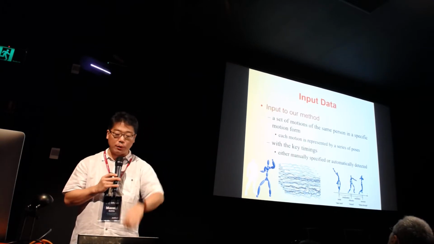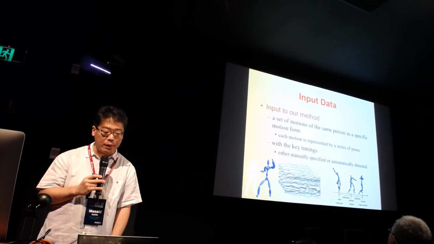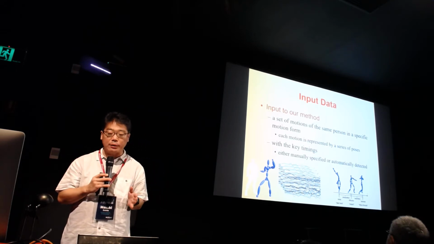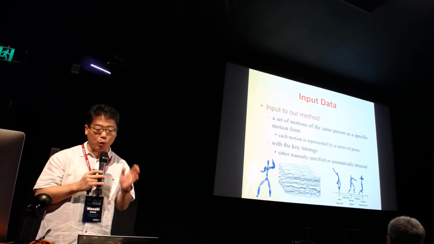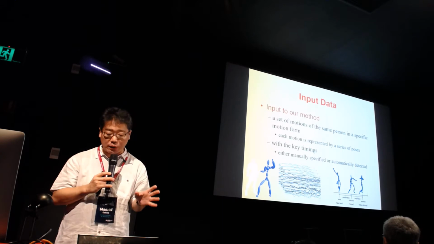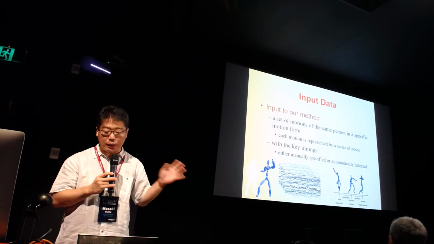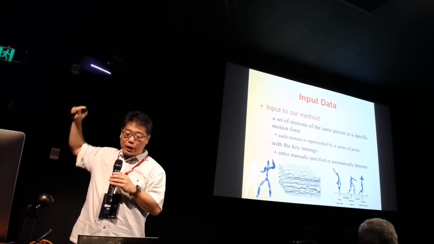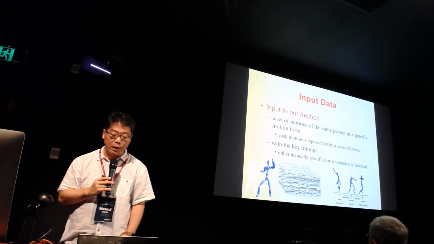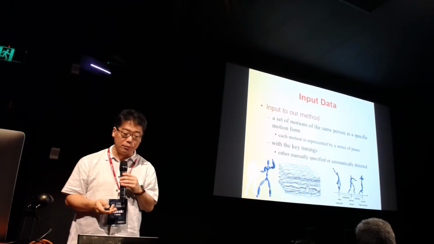Now I'm going to explain my method. As input, our method takes a set of motions in a specific motion form, and each motion is represented by a series of poses. And our method assumes that the same number of key timings are specified to all input motions. The key timings represent the important moments of a motion. For example, for the tennis shot form, we use these 3 key timings that are shown in this picture. And these 3 key timings are called take back, impact, and follow through poses, and they are commonly used in training of tennis. And these key timings can be either manually specified or automatically detected using some algorithm.